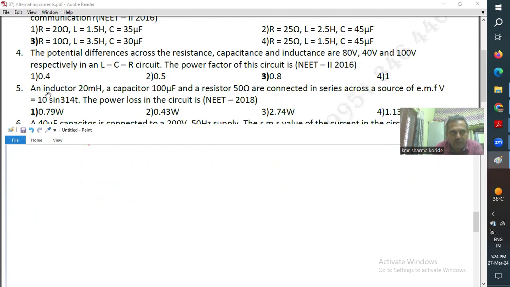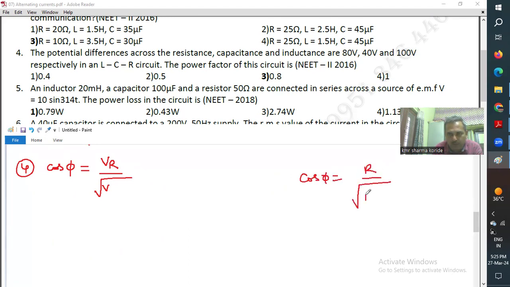Moving to the next question, question number 4. The potential differences across the resistance, capacitance, inductance are 80, 40, 100 respectively in an LCR series circuit. Power factor of this circuit? So remember, power factor is in general represented as cos phi. So cos phi is equal to VR by root over, because since they mentioned potentials. If resistances are mentioned, cos phi is equal to R by root over R square plus inductive reactance minus capacitive reactance whole square.